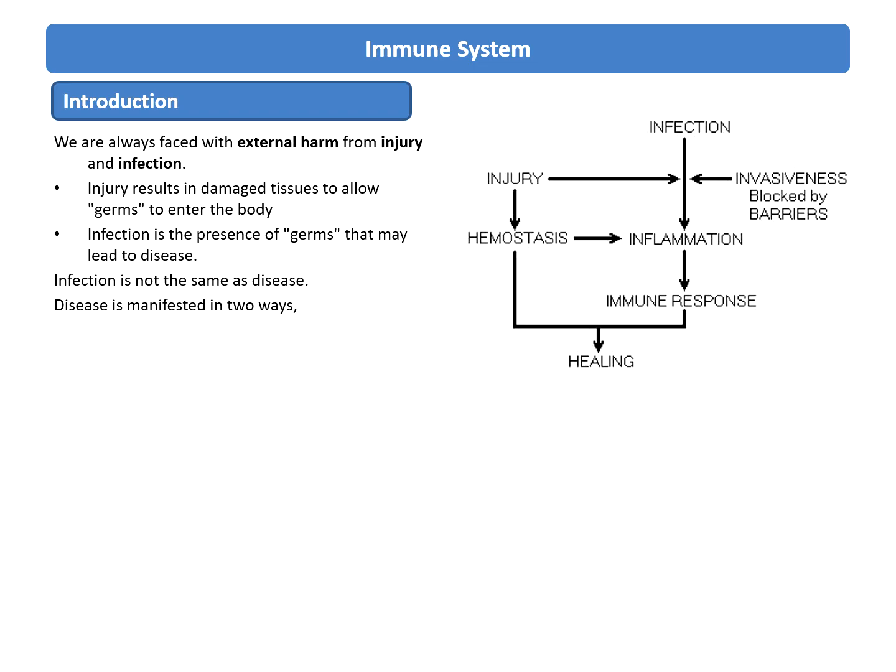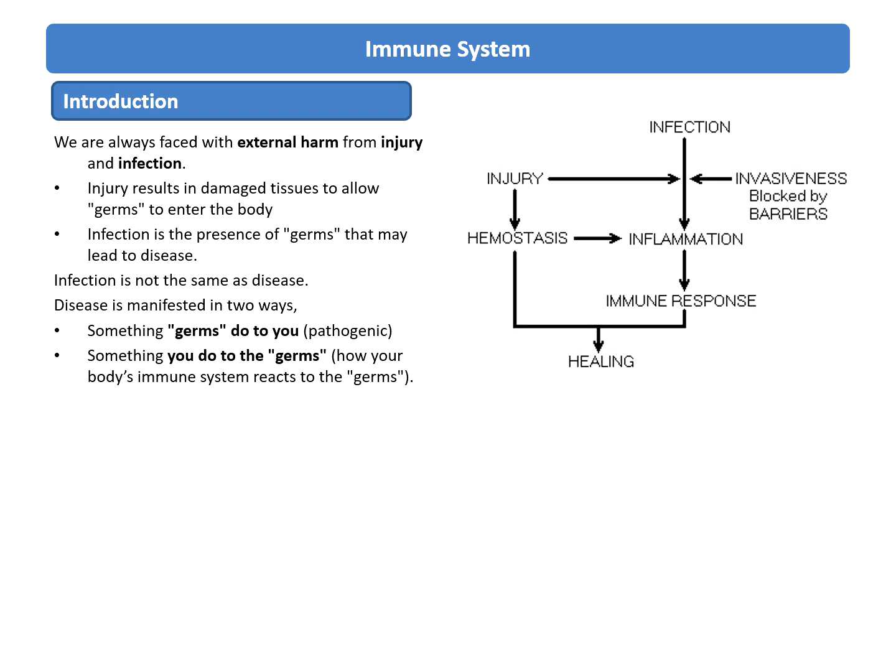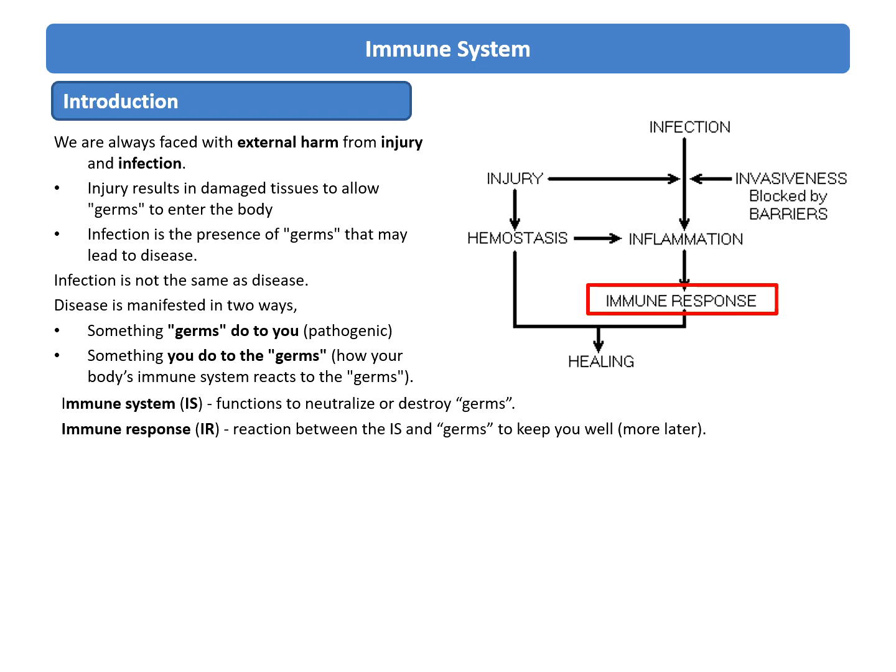Disease is manifested in two ways: something the germs do to you, they are pathogenic, or something that your immune system is doing to the germs. The immune system functions to neutralize and destroy the germs. The immune response is a reaction between the immune system and germs to keep you well. They'll describe more about this later.